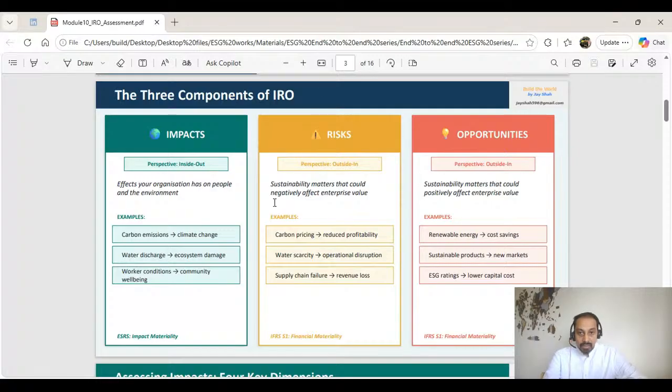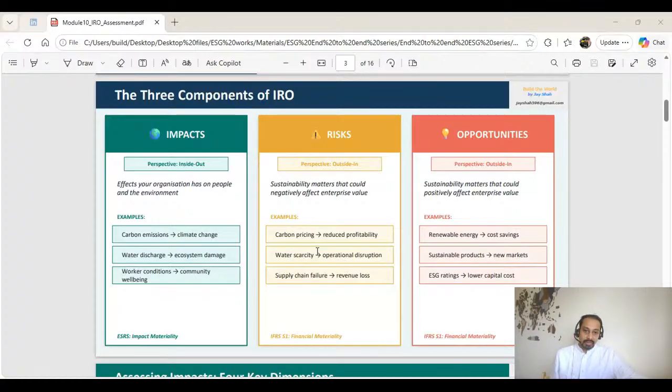Second is the risk. This is a completely different concept, different perspective, different direction, and different audience in mind. Risk is the outside in perspective. The IFRS S1 definition is: sustainability-related risks are sustainability matters that could reasonably be expected to have a negative effect on the entity's cash flow, access to finance or cost of capital over the short, medium, and long term. That is the IFRS S1 definition under the ISSB.